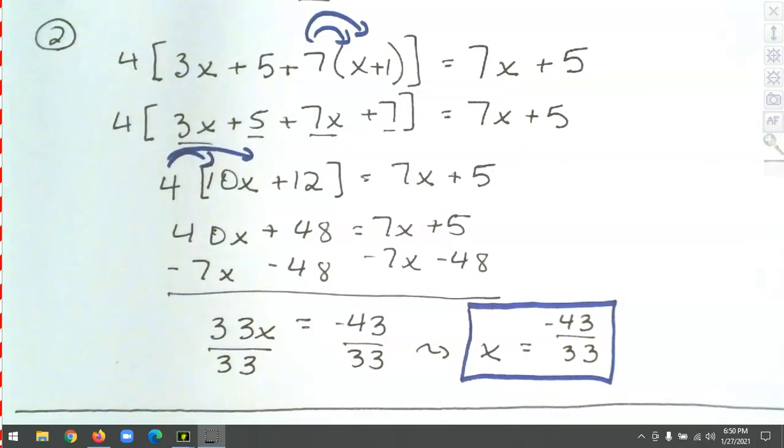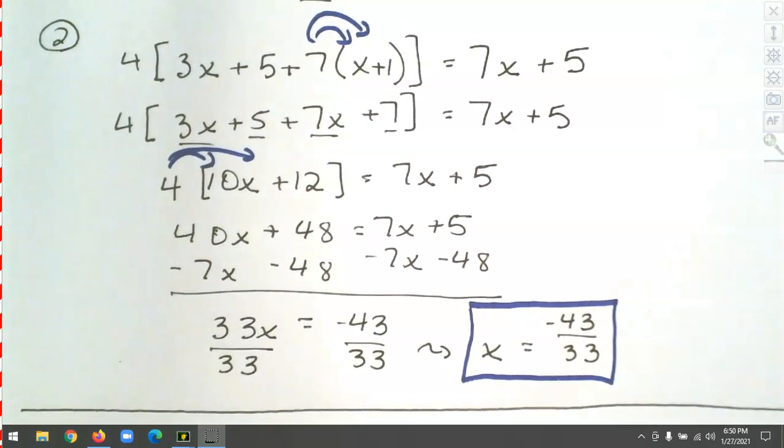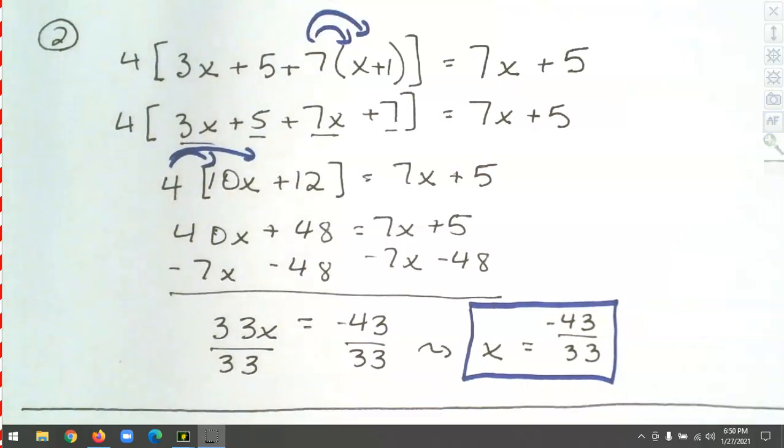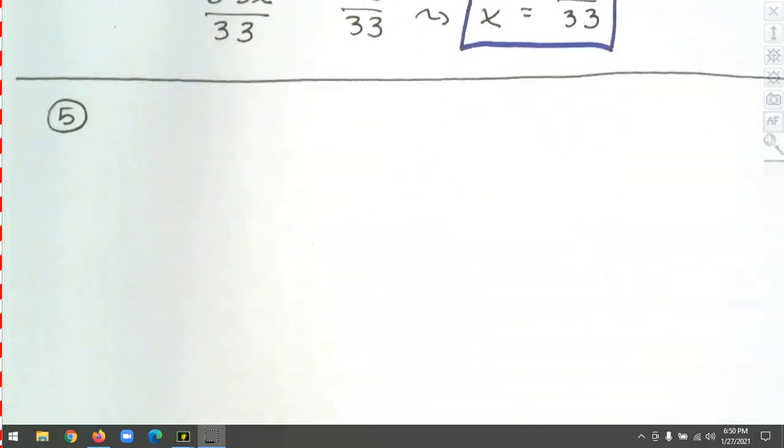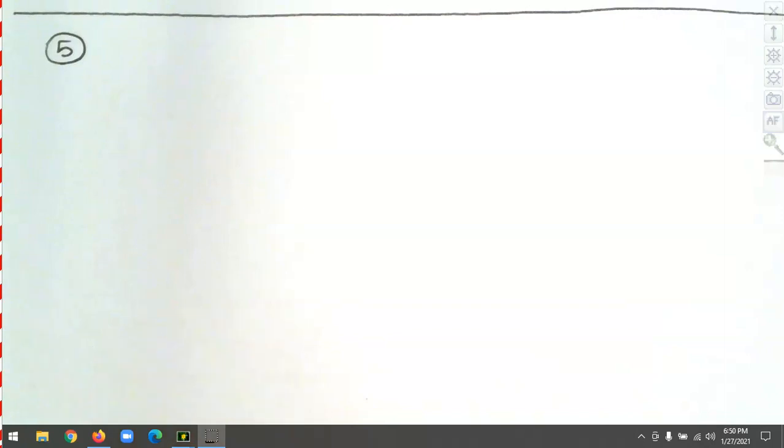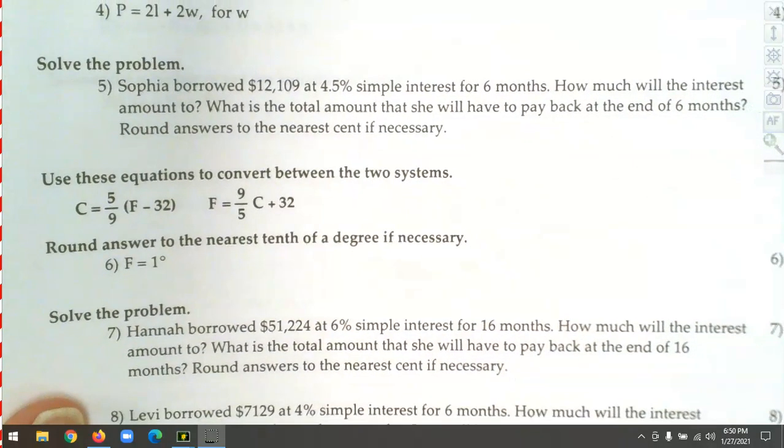Question 5, we've got an interest problem. Now, on question 5, what's very important is the time. When we talk about question 5, we have to make sure that our time is in what? In terms of years. So if it's in months, what do we have to do? Divide it by 12. Okay? So we'll read the problem, we'll identify the pieces, and then answer the question.